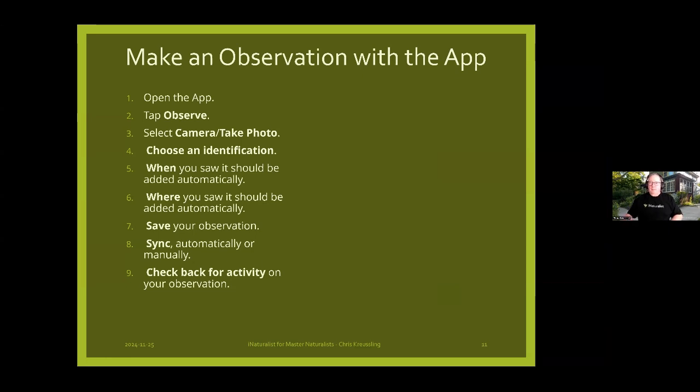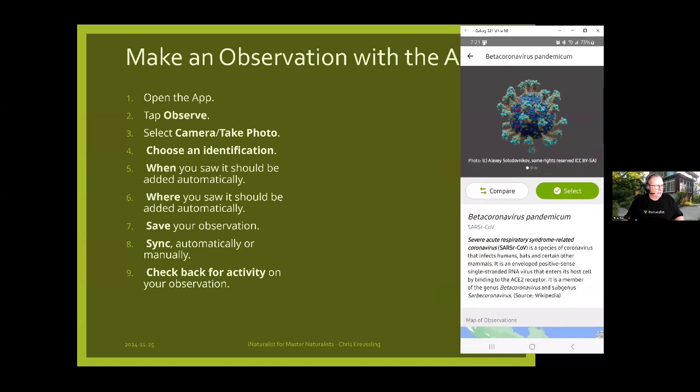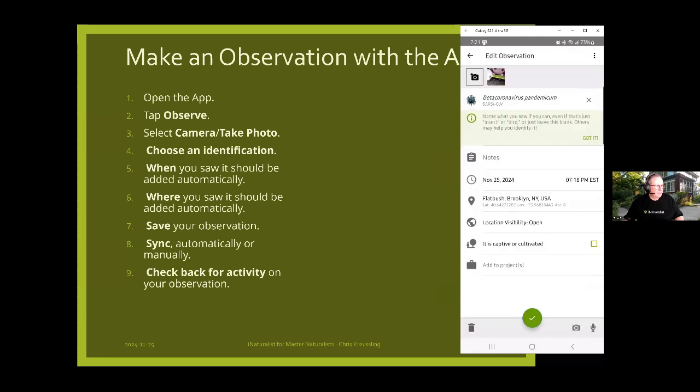Okay. Believe it or not, this is everything we just did. We just went through all these steps. It seemed pretty straightforward, but we opened the app, we tapped the observe button, we took a photo, we chose an identification. If I go back to show you, I didn't actually select anything. So let me go ahead and select. I'm going to select the coronavirus because I just think that's hysterical. Okay. All right. But in the notes, I'm going to say test, please ignore.